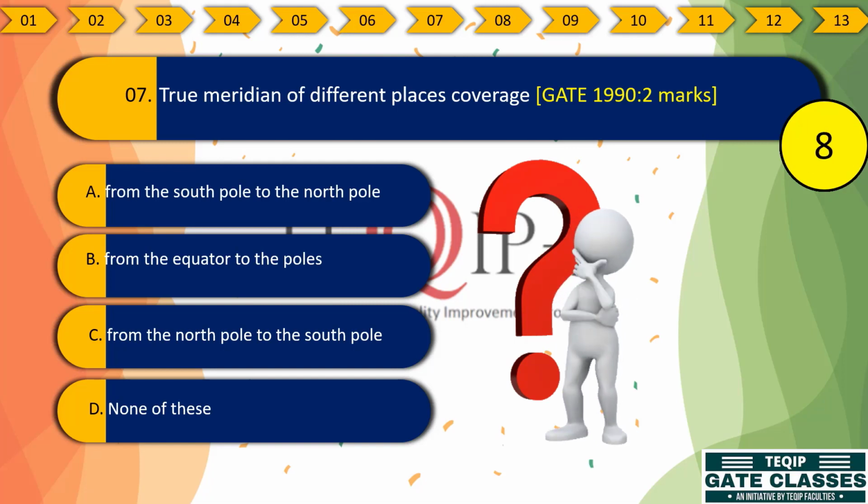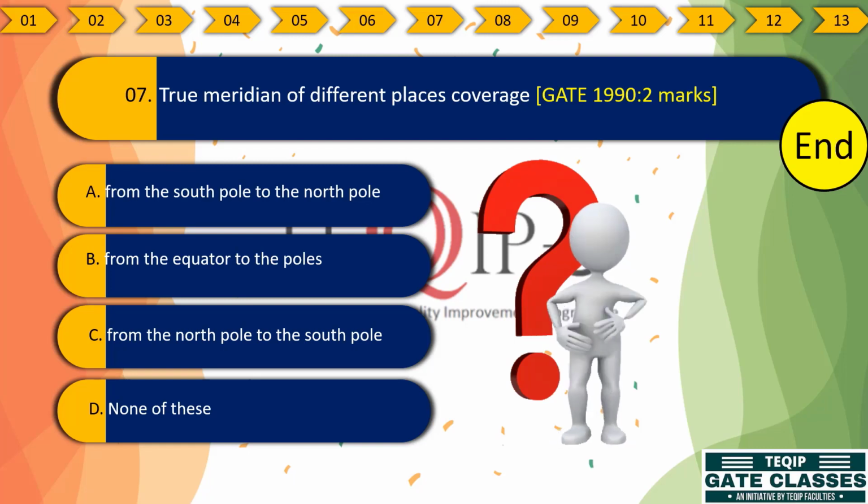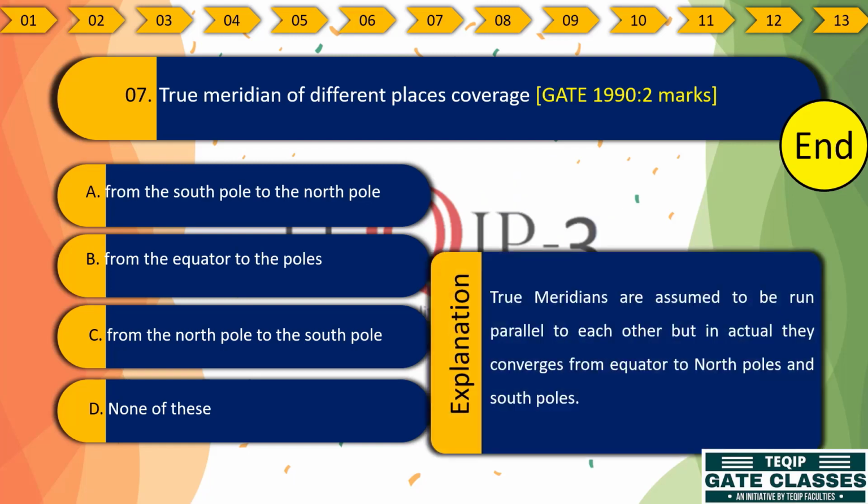This question comes in GATE 1990 which carries 2 marks. So very simple questions come in 1990 which carry 2 marks. So know the concept. The true meridians are assumed to run parallel to each other, but actually they converge from the equator to the North Pole and the South Pole. So our answer is from the equator to the poles, because it converges from the equator to the North Pole and South Pole. This is a very simple question, comes in GATE 1990.